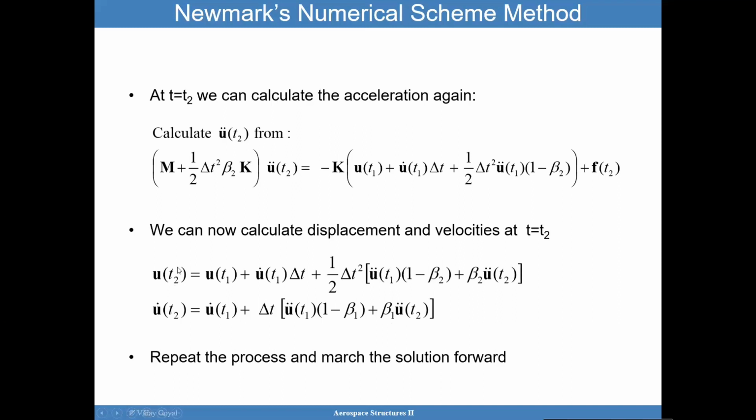We can now calculate also the deflections. I know all this. I know the deflections at time equals t1, the velocities at time equals t1. I know the time step, which is t2 minus t1. And I know the accelerations, which I calculated in the previous time step, and I know the accelerations from this time step. So I know all this information, and now I know the deflections and velocities at time equals t2. Now continue to repeat the process over and over and over and march the solution forward.